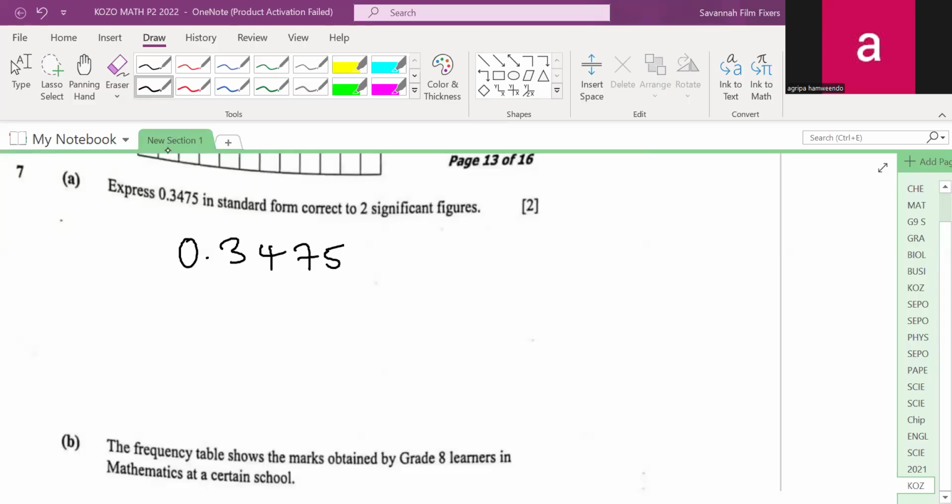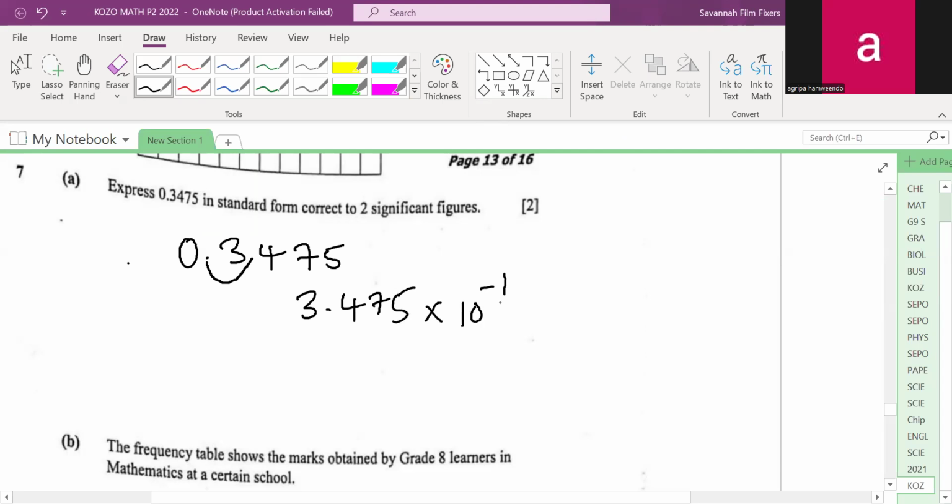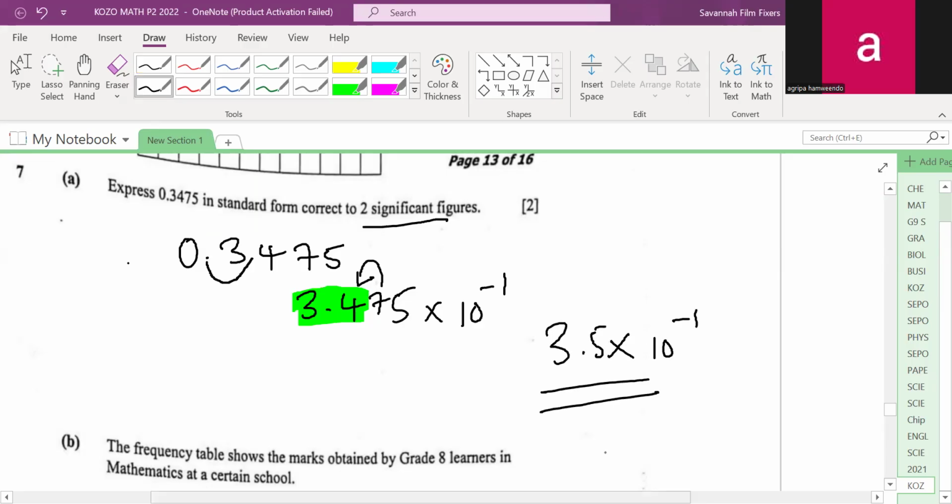So what we're going to do here, the decimal point is here. So we're going to move it once to here. So we're going to have 3.475 times 10 to the power negative 1. So we are now in standard form. Two significant figures is here, 3.4. So at the end of the day, we have to look at this number here. It's bigger than 5. So it will be 3.5 times 10 to the power negative 1. So it's like this.